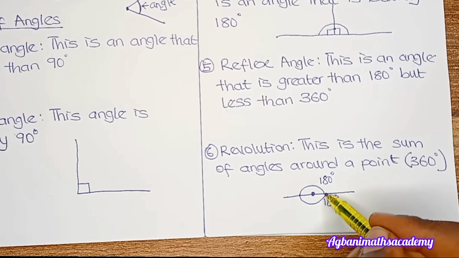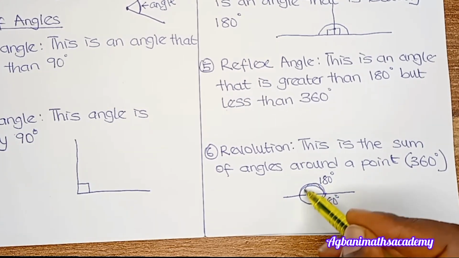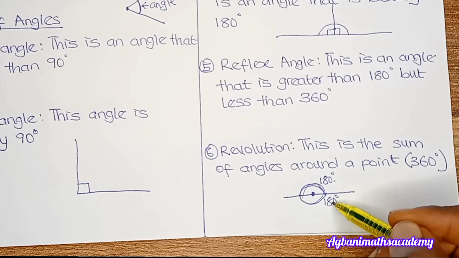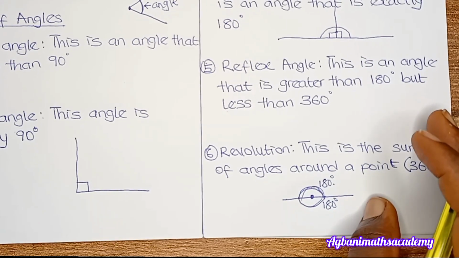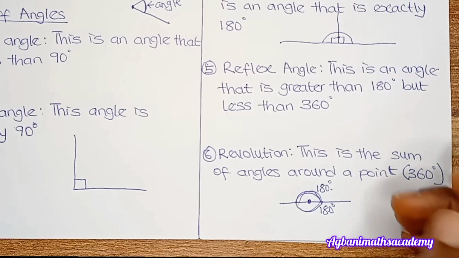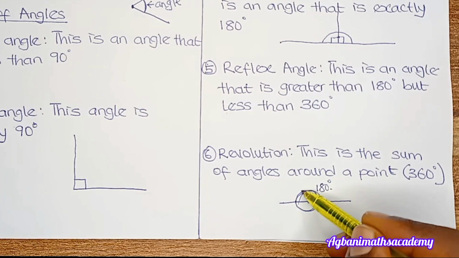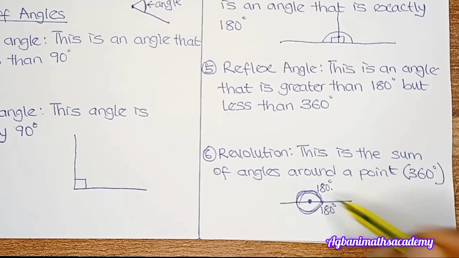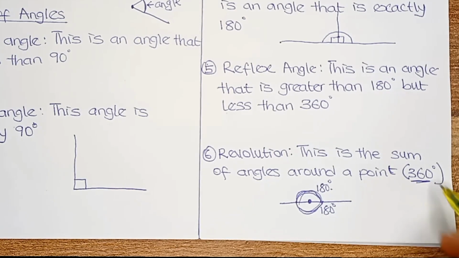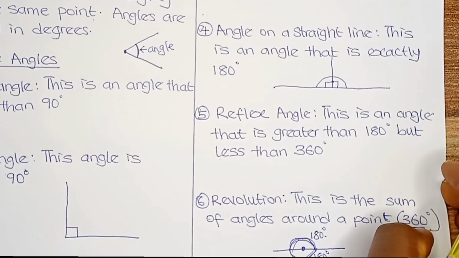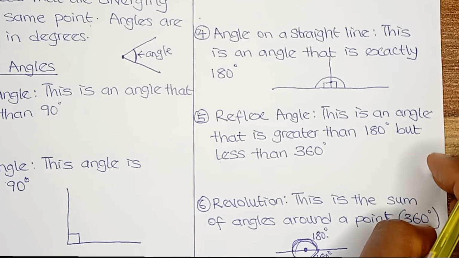This means the total angle around this point is 180 degrees plus 180 degrees, which gives us a total of 360 degrees. So the revolution is simply the angle that we make when we go round a point, and this angle is equal to 360 degrees. In our subsequent videos, we're going to be going further into this topic on angles.